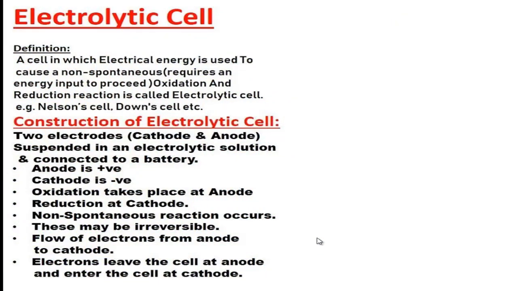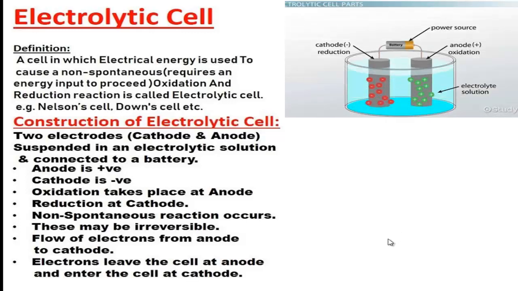Electrolytic cell. At first you have to know about electrolytic cell to understand electrolysis process. Follow this picture. This is called electrolytic cell, a cell in which electrical energy is used to cause a non-spontaneous oxidation and reduction reactions is called electrolytic cell.